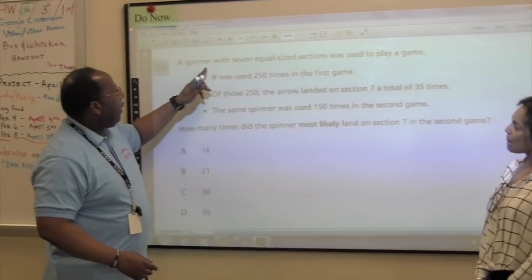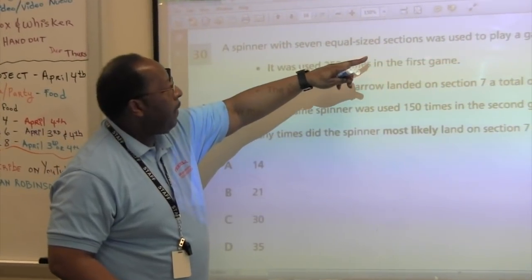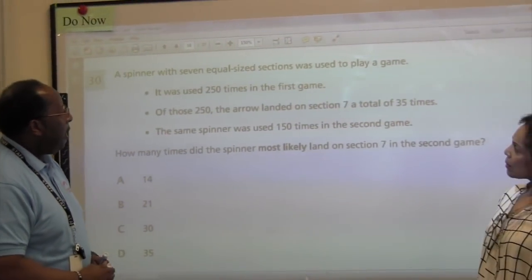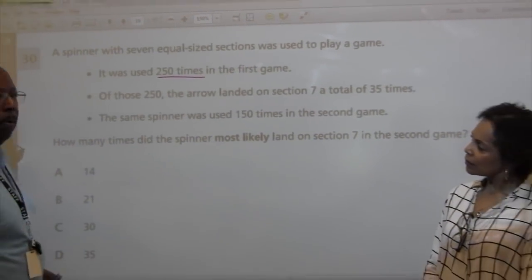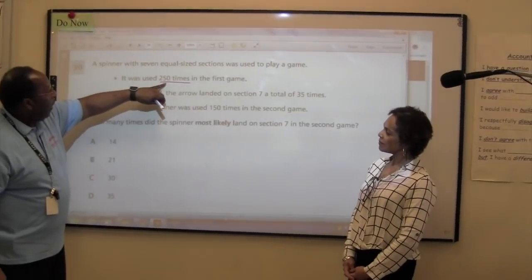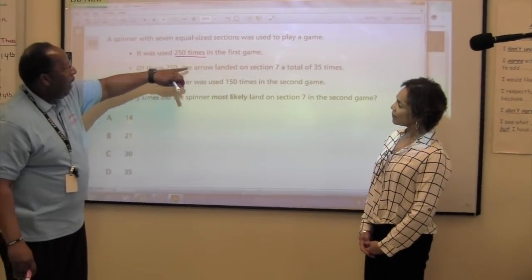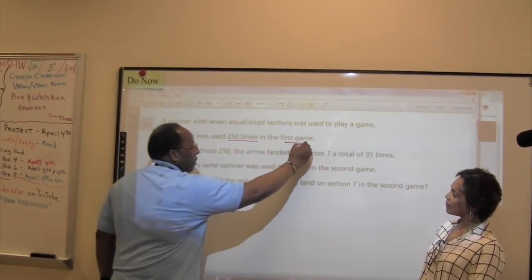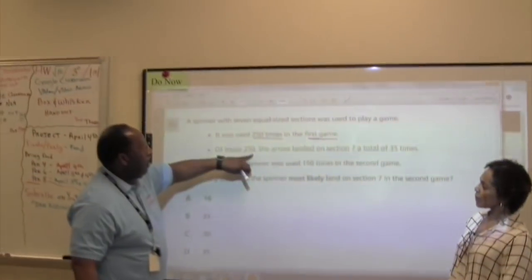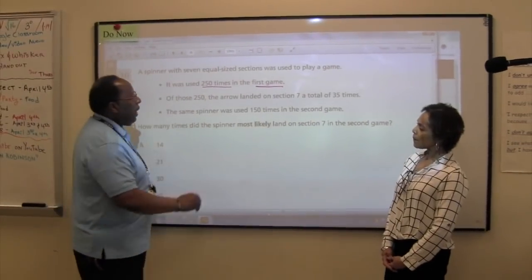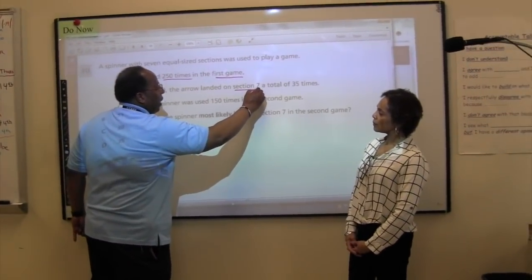All right, so this time we got a spinner with 7 equal size sectors. And they're playing a game. They used it 250 times. Muchas veces. So a lot of times. 250 times in the first game. Of those 250 spins, the arrow landed on section 7, 35 times.